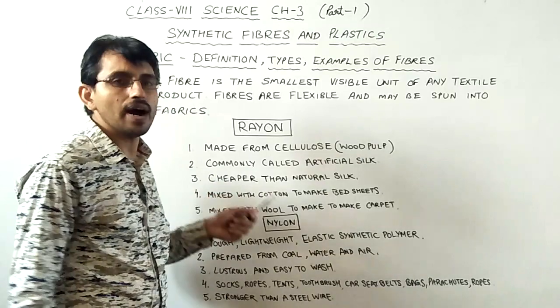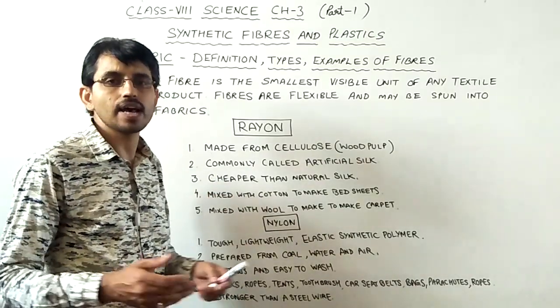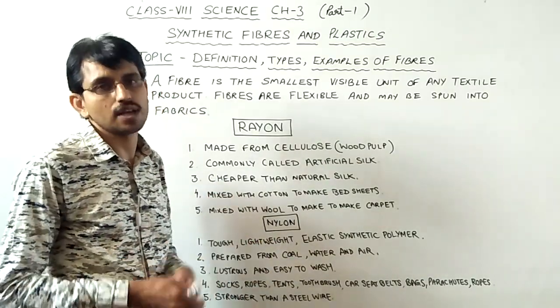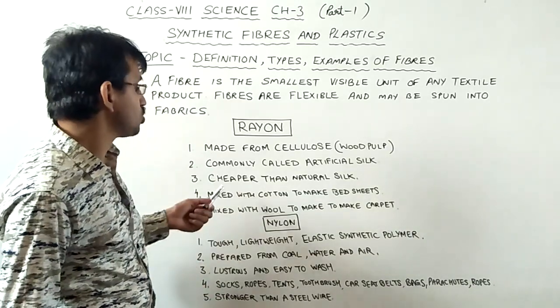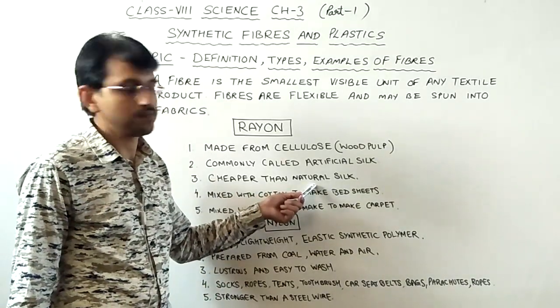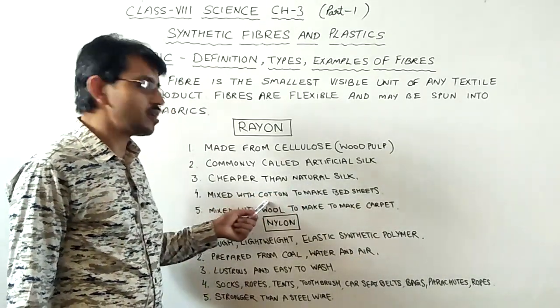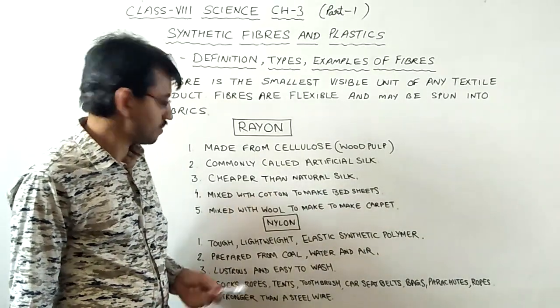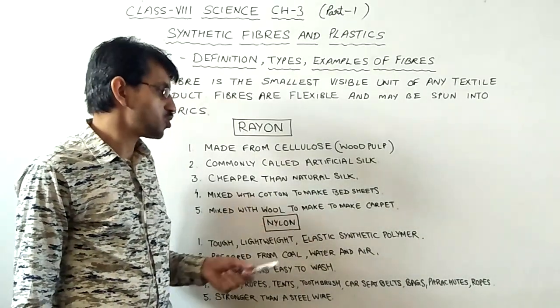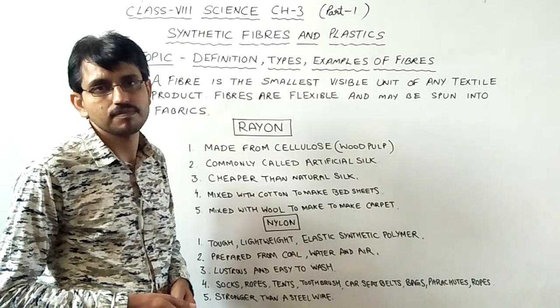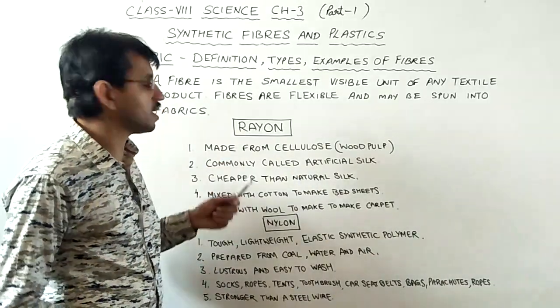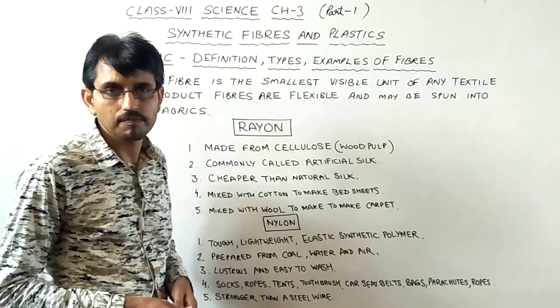It is commonly called artificial silk because it has shine like that of silk, but it is cheaper than natural silk. It is mixed with cotton to make bed sheets and it is mixed with wool to make carpets. So these are some of the noteworthy points about rayon.